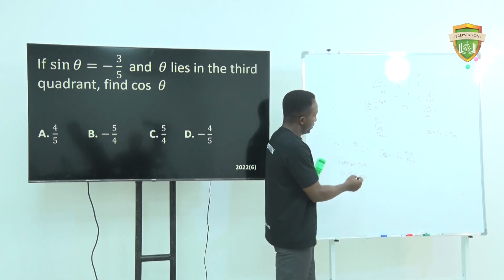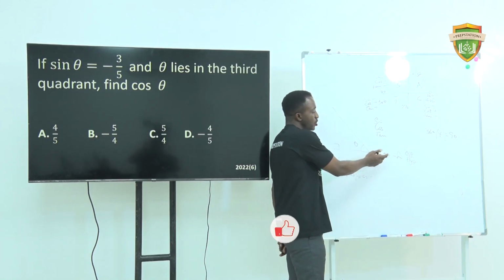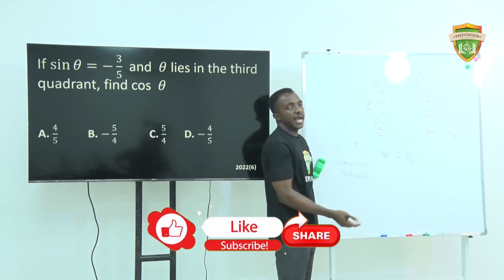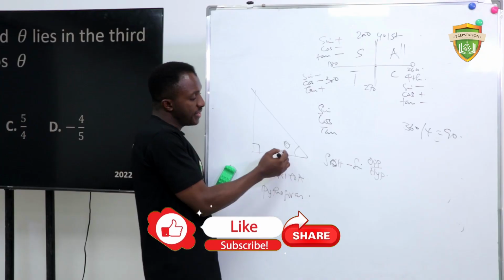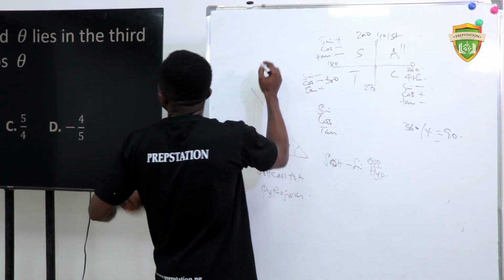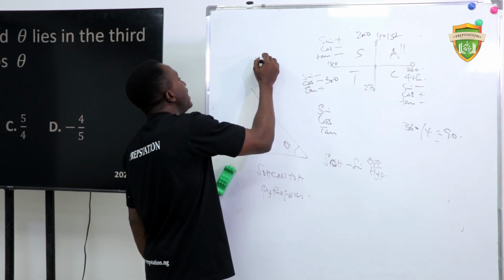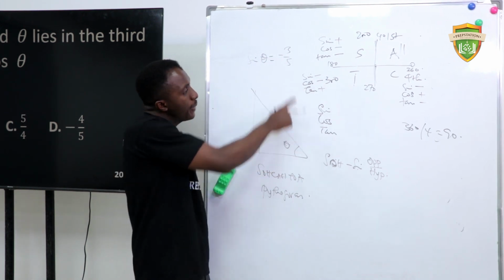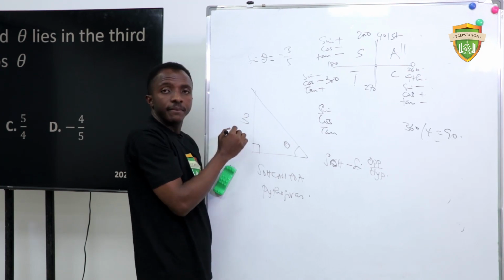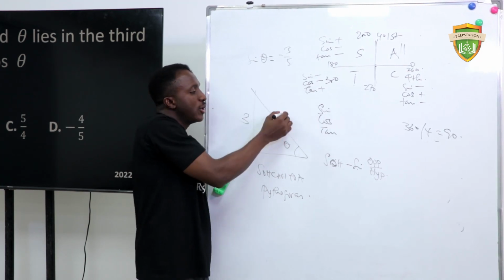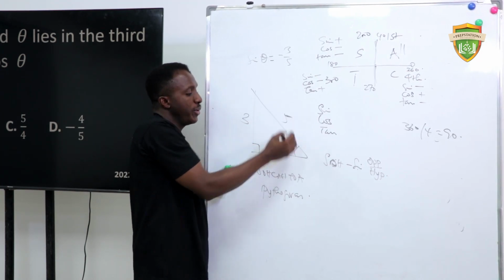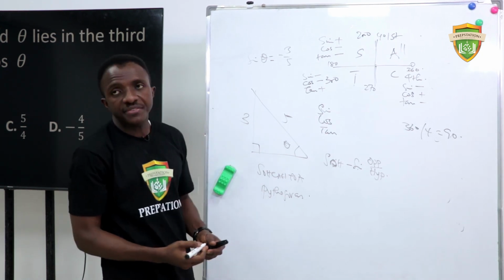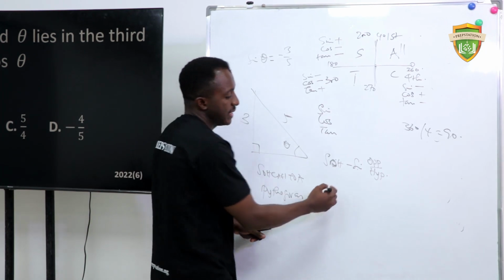So S here stands for sine, O for opposite, and H for hypotenuse. Look at that. The question says sine theta is minus 3 over 5. So opposite is 3 units, hypotenuse is 5. So we need to find the adjacent. Of course, you know that from your Pythagoras theorem, you should be able to find that.